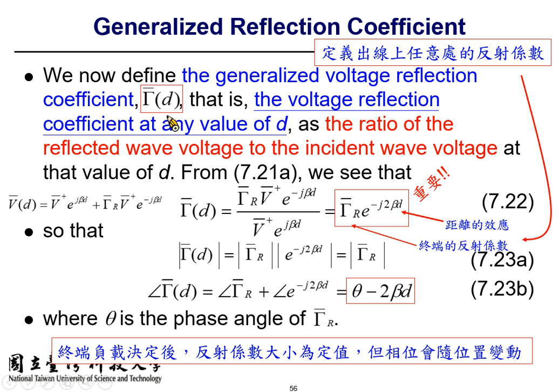Note that gamma(d) is still defined as the reverse going voltage over the forward going voltage, but that will be V minus(d) over V plus(d). If you write just V minus and V plus, you are referring to the voltage at d equal to 0. So gamma_R is also the reflection coefficient for d equal to 0, and the general one will be defined as gamma(d). Okay.